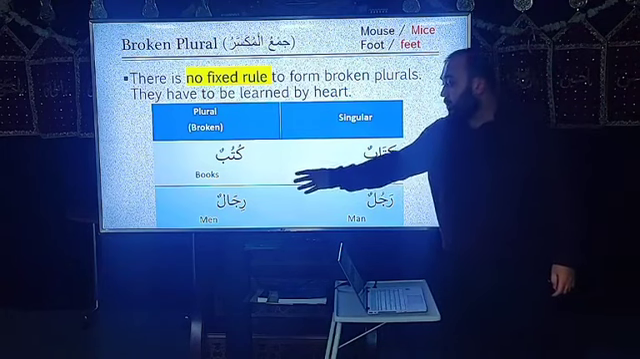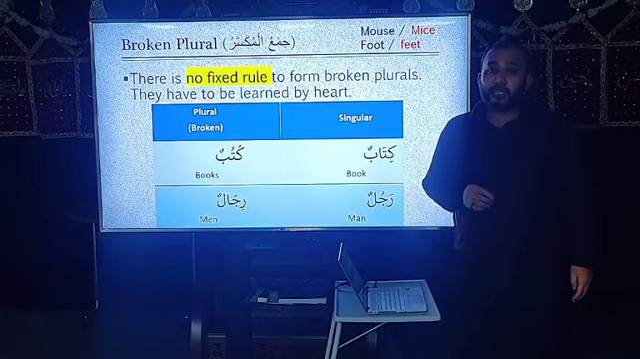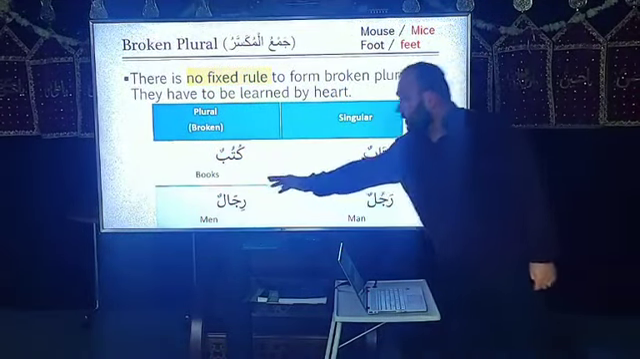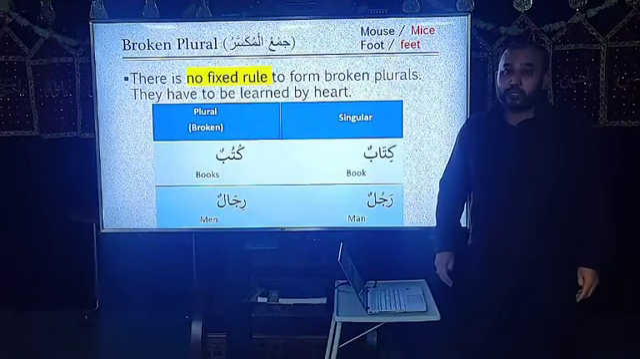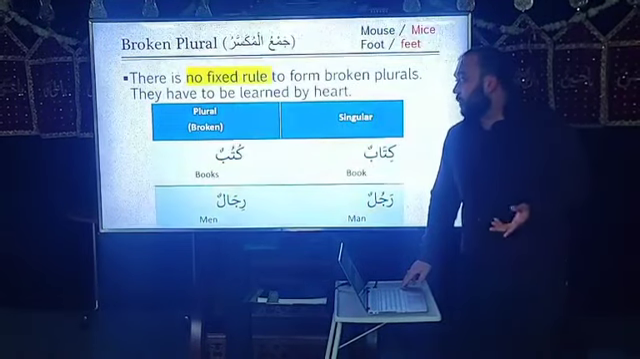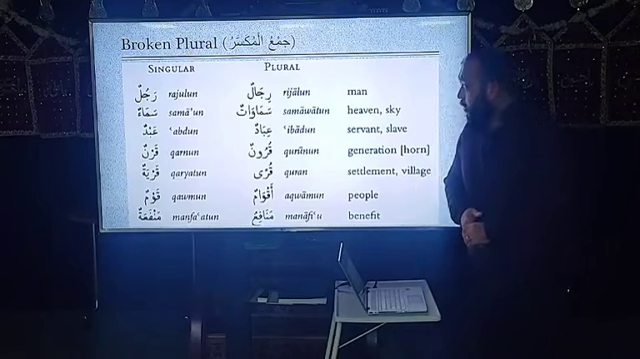So in the Quran, you might say rijalun, you might say rijalan. That depends on the position it is in the sentence. So the last haraka will change, but that's the plural for it. And when we come across it, we will just learn it. These are some of the words which are broken plural.